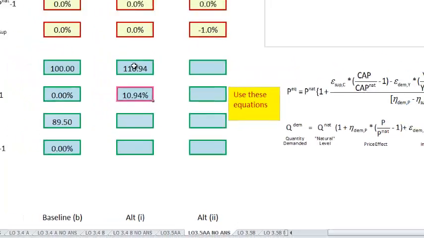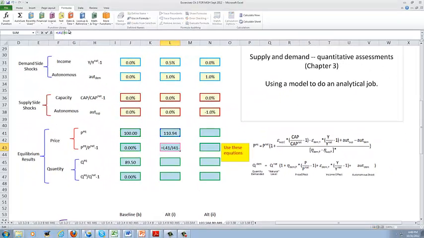Okay, now we can take these terms because we have pinned everything down here. We're going to take these terms and copy them over here like this. So now we see that our price has risen by an even higher amount. Instead of 11%, it's risen by 12.5%.